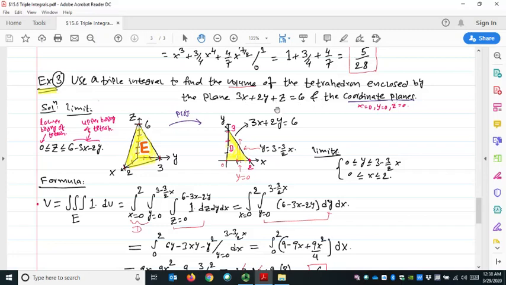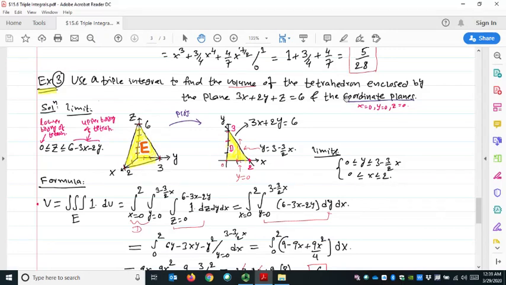So let's sketch the surface here. Let's find the cross section of the coordinate planes with this plane. Put y and z equal to 0, then x equals 2 is the x-intercept. Put x and y equal to 0, z equals 6 is your z-intercept. Put x and z equal to 0, then y equals 3 is your y-intercept.